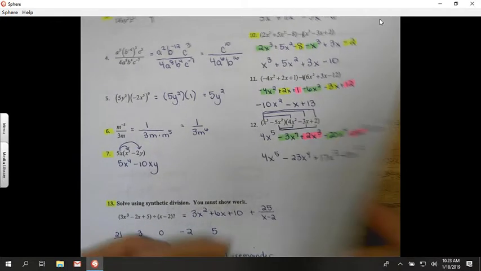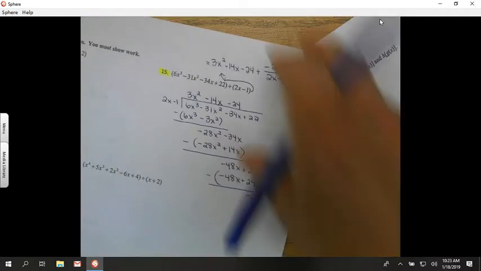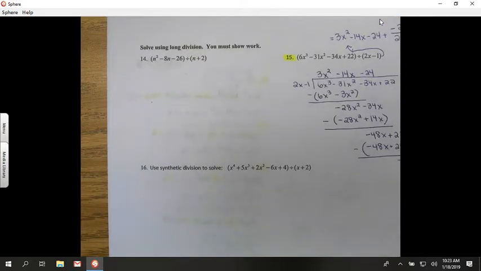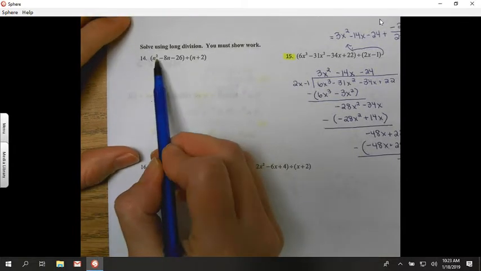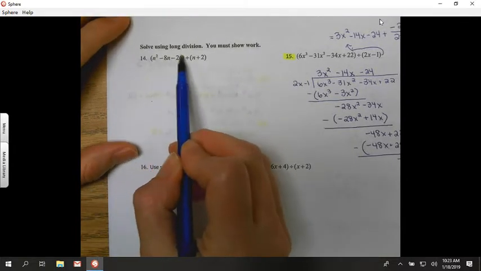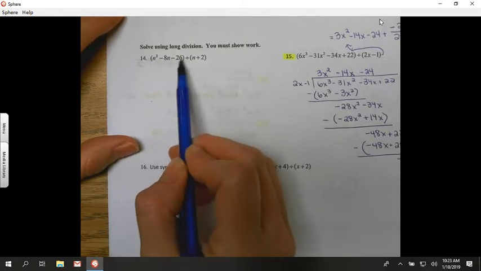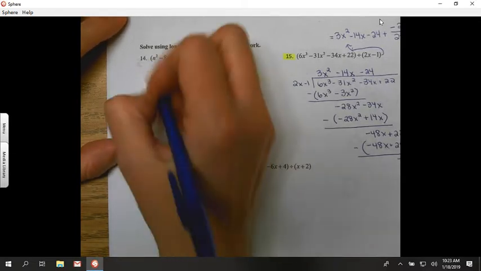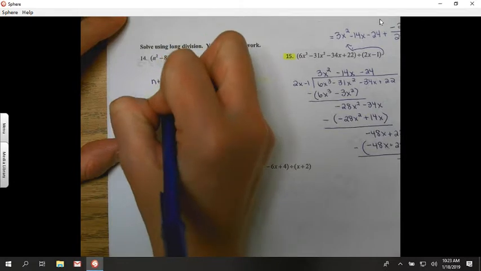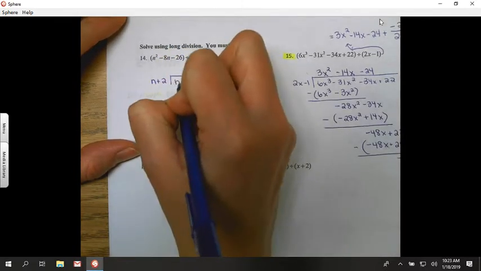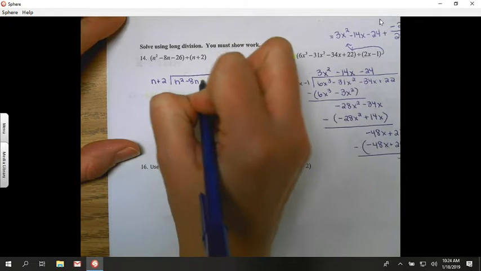Okay. Let's flip over to the inside and finish the ones that we have over here. So 14 is, again, long division. So I need to look and say squared, 1, and none. So they're all there, and they're in descending order. Same thing over here. So the n plus 2 is going to go on the outside. And I have n squared minus 8n minus 26.